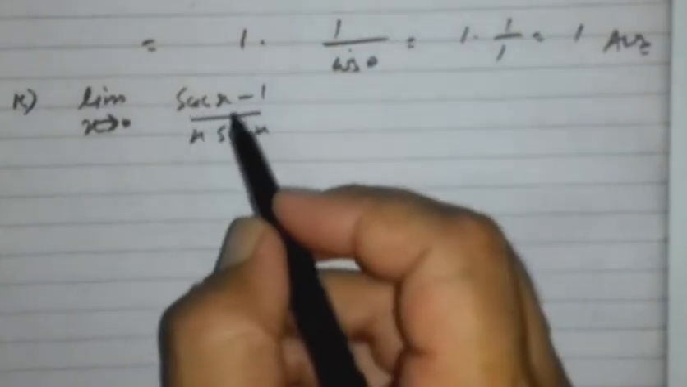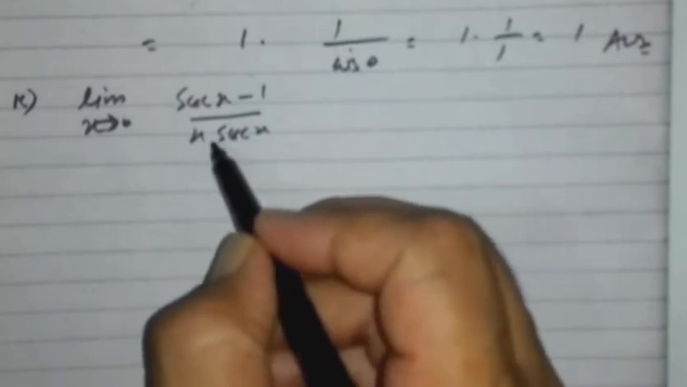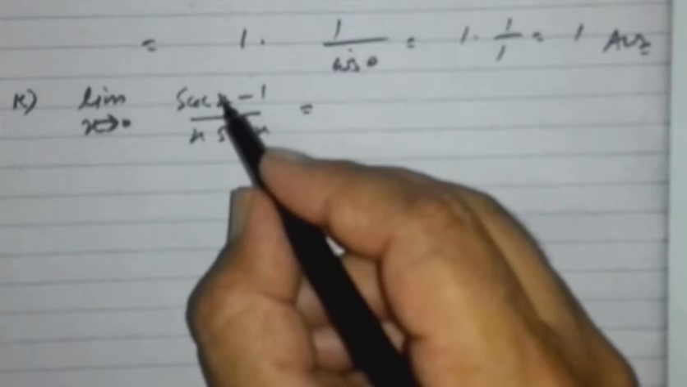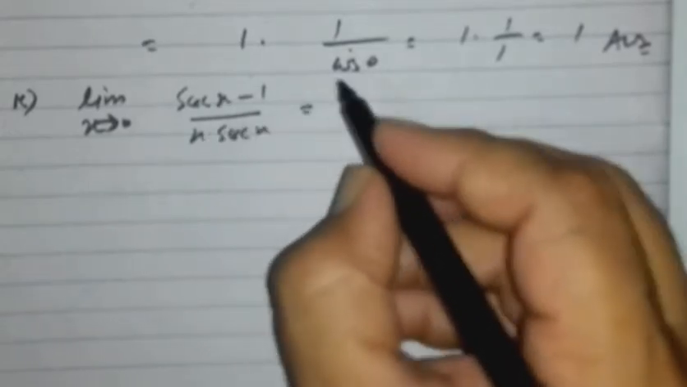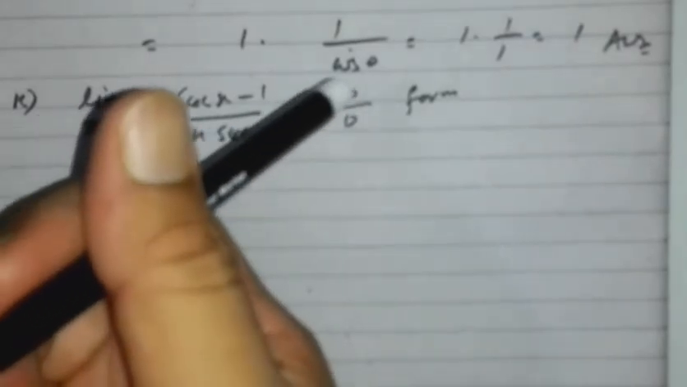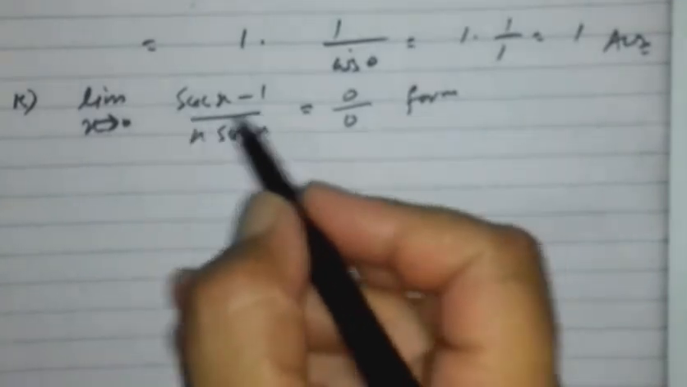Part K. Limit x tends to 0, secant x minus 1 divided by x into secant x. If we put the value 0 here and here and here, we will get 0 by 0 form, and 0 by 0 form is indeterminate form. It is undefined. We know that something divided by 0 equals infinity. So we will try to solve this.